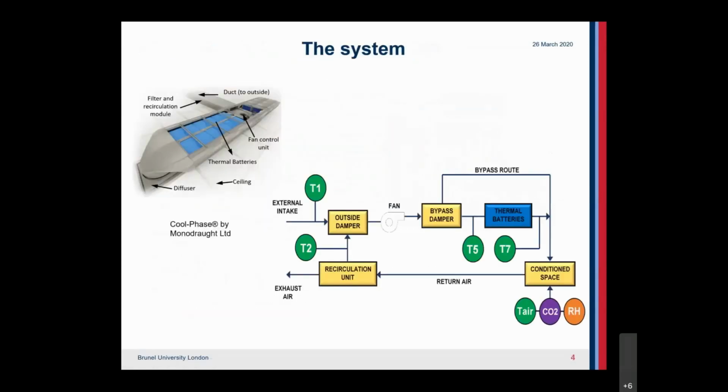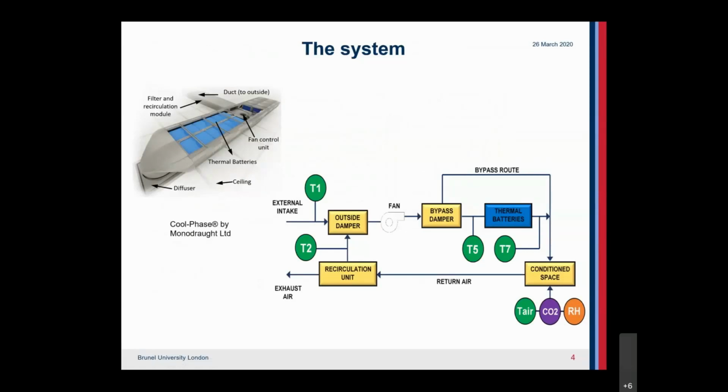In slide 5, I am presenting the installed system, which is essentially a demand control ventilation using phase change materials thermal storage to provide cooling. It is controlled by temperature, relative humidity, and carbon dioxide metabolic levels inside the conditioned space, the seminar room in this case.